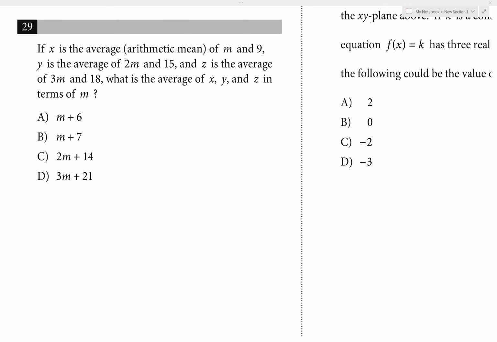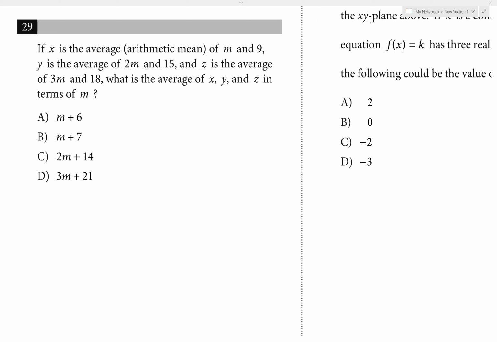All right, question 29. If x is the average of m and 9, y is the average of 2m and 15, and z is the average of 3m and 18, what is the average of x, y, and z in terms of m? Okay, so we're trying to average the x, y, and the z value.